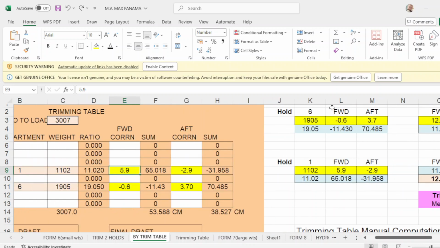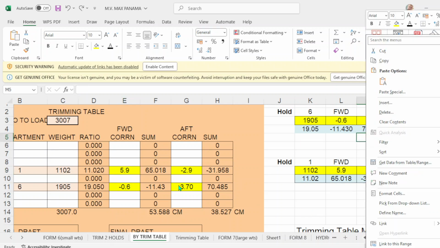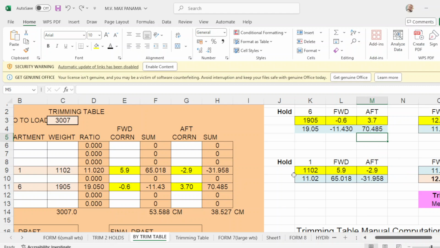In hold, first we have to load in hold number 6, so we'll have a good trim, and after that we load in hold number 1. So on hold number 6, the amount to be loaded is 1905, which is this one. Forward correction is negative 0.6, same, and up correction is 3.7, same. Then we load in hold number 1. The cargo is 1102. Correction is 5.9. Up correction is negative 2.9. Okay?